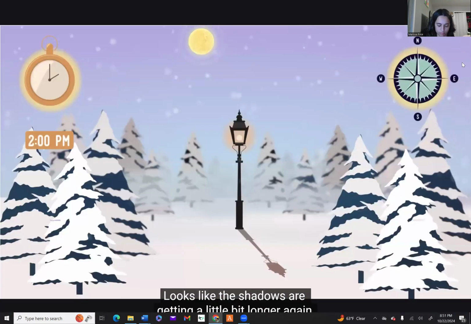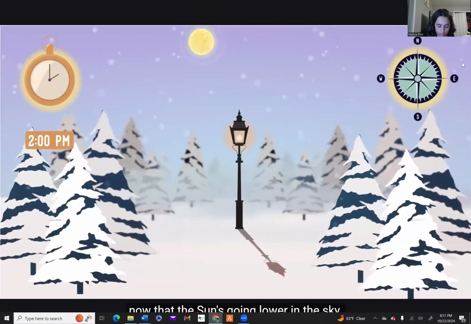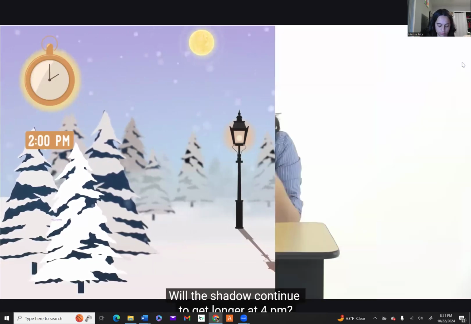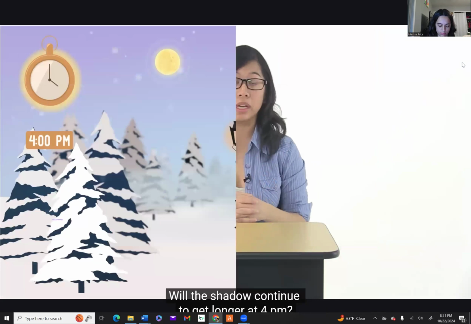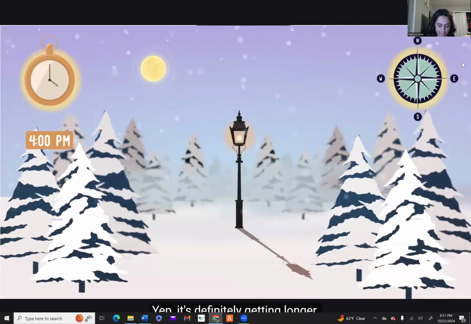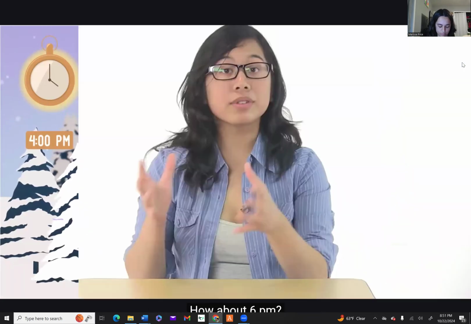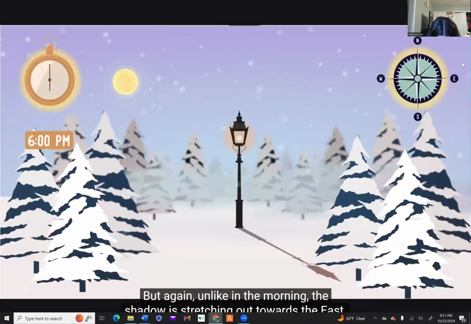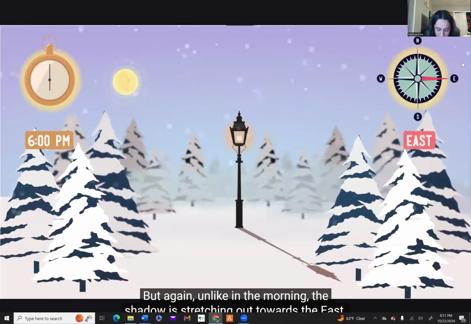Looks like the shadows are getting a little bit longer again now that the sun's going lower in the sky. But unlike in the morning, the shadow is now pointing east. Will the shadow continue to get longer at 4 p.m.? Yep, it's definitely getting longer. Still pointing east, too. How about 6 p.m.? The shadow's about as long as it was in the morning, right? But again, unlike in the morning, the shadow is stretching out towards the east.